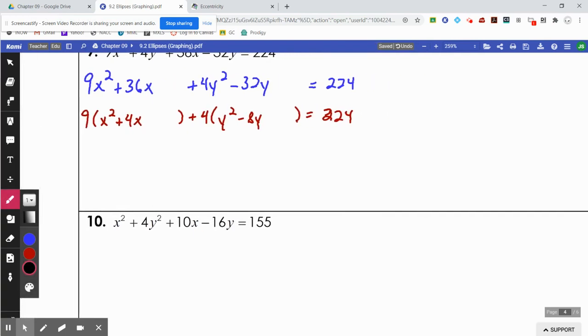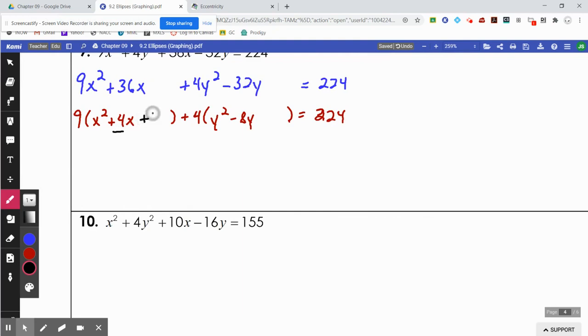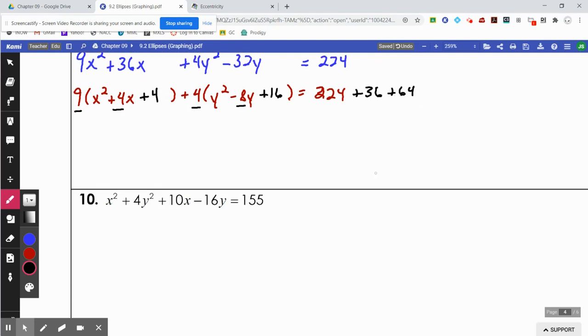Half it squared, you're going to add a 4. Since there's a 9 out front, 9 times 4, you added a 36 to that side. Half it, square it, you're going to add 16. Since there's a 4 out front, 4 times 16, you actually added a 64 to that side.